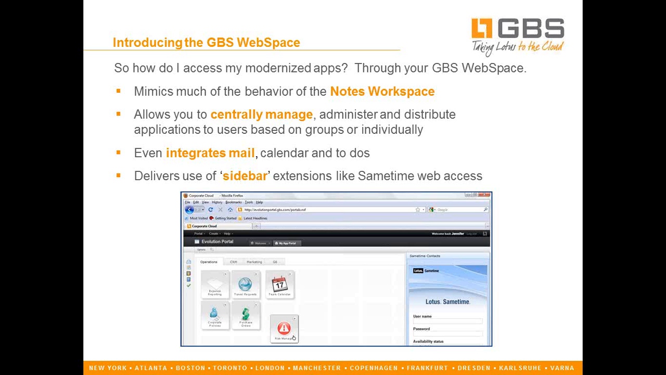And so what we've done is the GBS web space allows us to deliver all of those applications that they used to use via a central portal, and it even integrates the mail and calendar within that portal, etc., so that they can get from there to their mail, embedded Sametime web access, etc. So this offers a very, very good way of actually rolling out your transformed applications to the users, as opposed to trying to do it in a traditional way, like emailing out a list of links, etc.